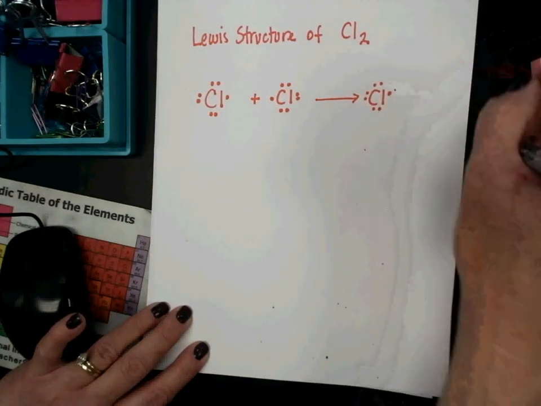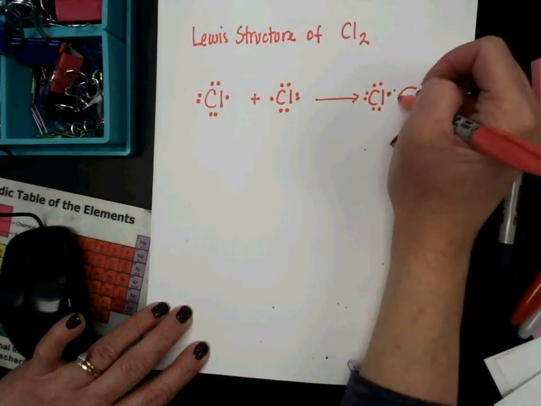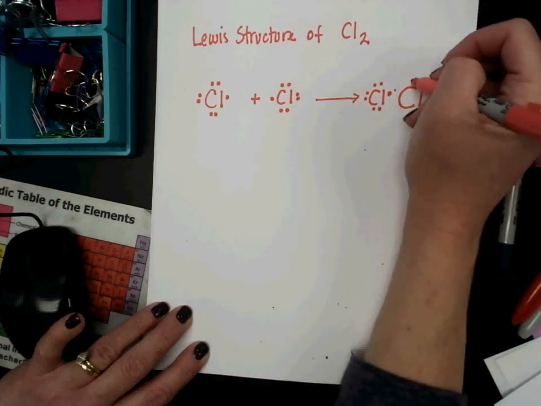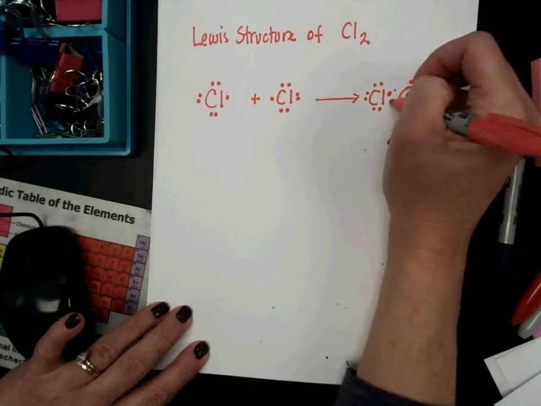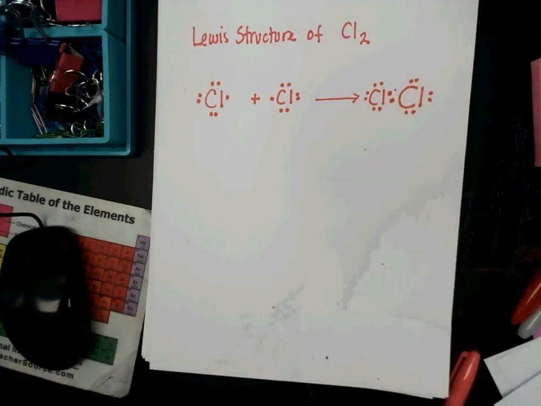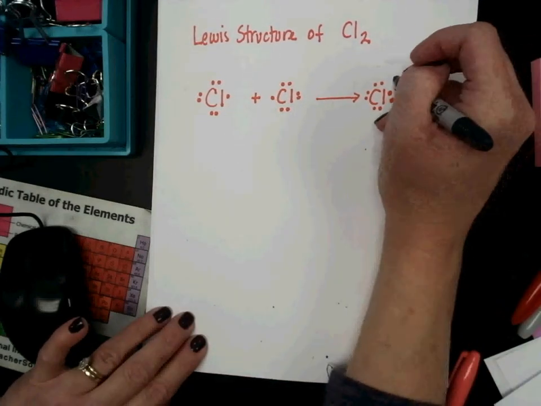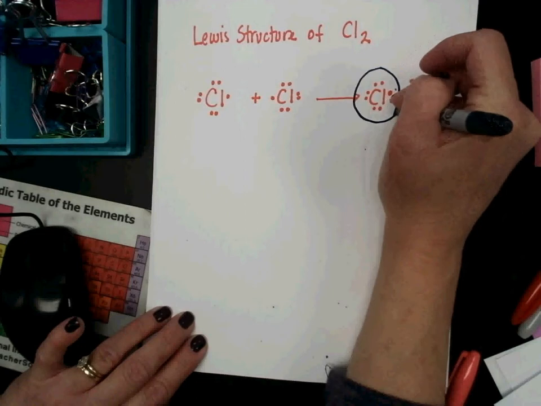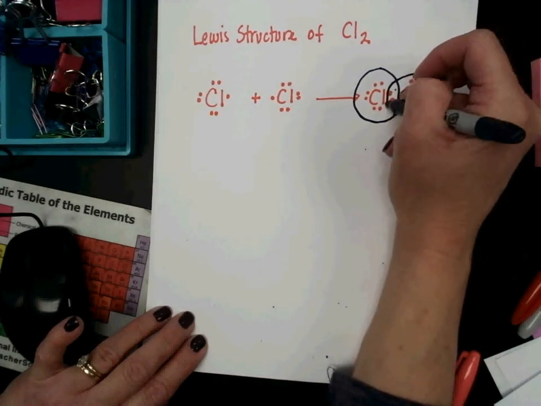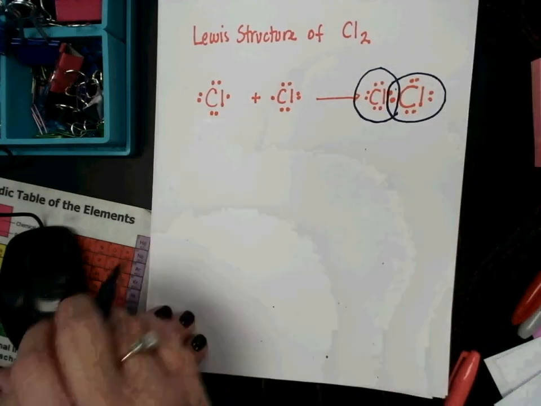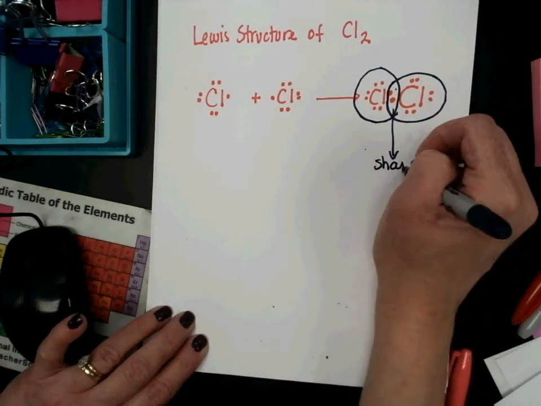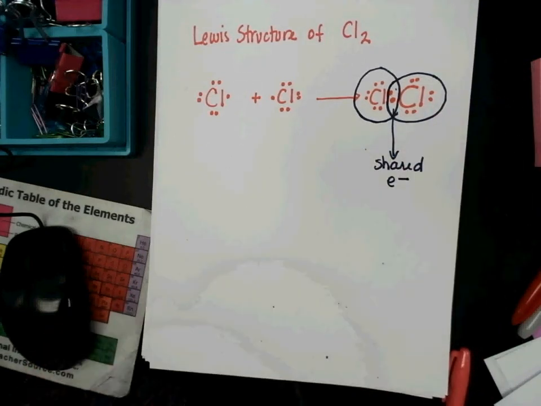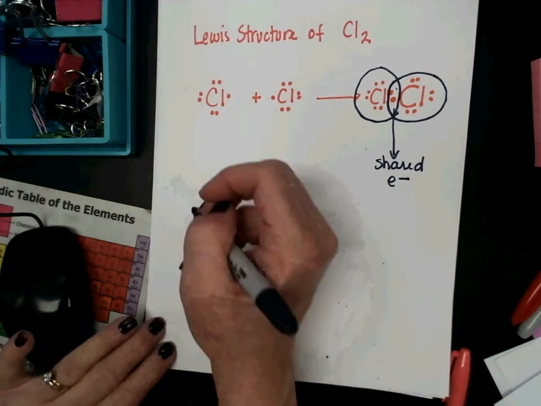I would draw my arrow, and I would show my bond formation like this. Cl, 1, 2, 3, 4, 5, 6. Here's number 7. And over here, I'll put my Cl. Ooh, that's way too big. 1, 2, 3, 4, 5, 6, 7. Then, what is normally shown is a circle around each of the chlorine atoms, showing that these are my shared electrons.